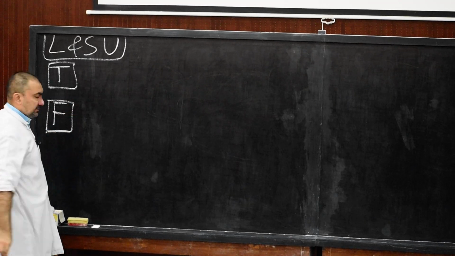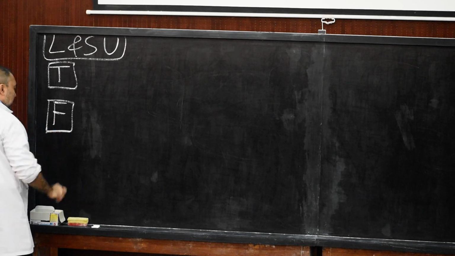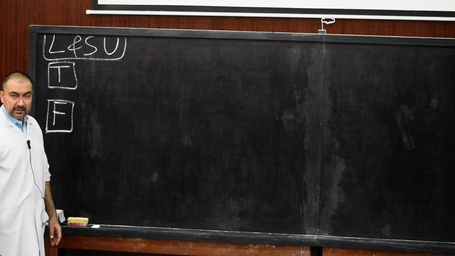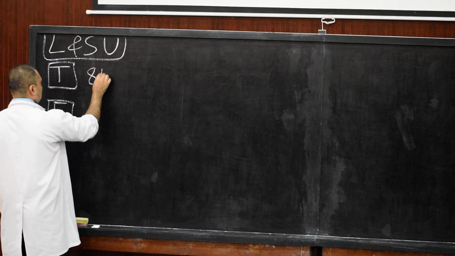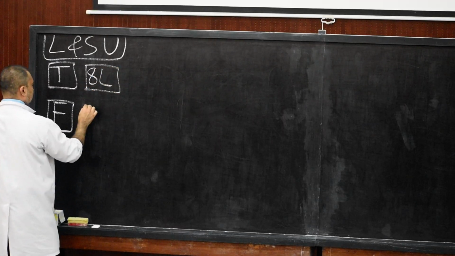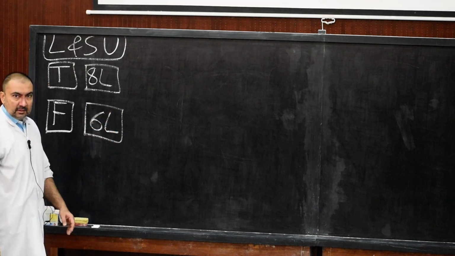In the true ligaments, there are a total of 8 true ligaments, this is often asked in MCQ, because they are 4 pairs of ligaments. So a total of 8 true ligaments, and false ligaments, there are a total of 6 ligaments.